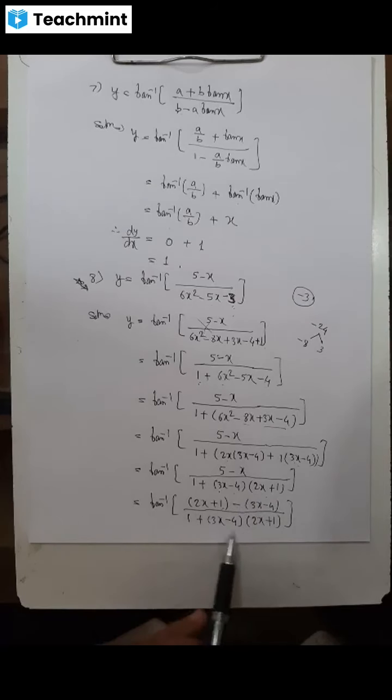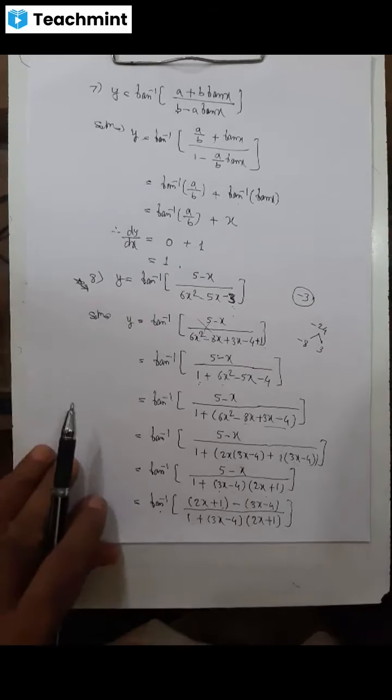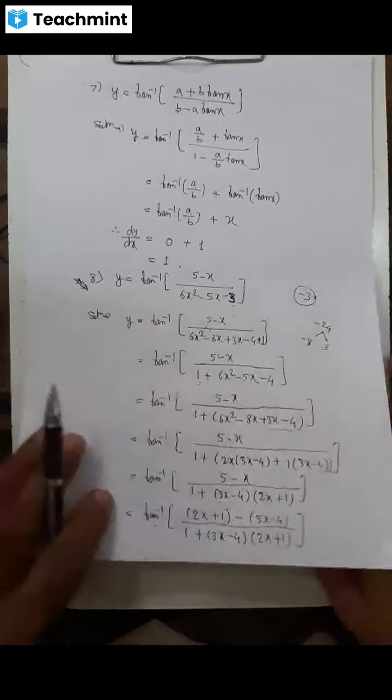So no change. So we get the standard form. Tan inverse (a minus b) divided by (1 plus a into b). Right? We can interchange the first and second. So we get the form tan inverse (a minus b) divided by (1 plus a into b). And now we can apply the formula. So apply the formula here.